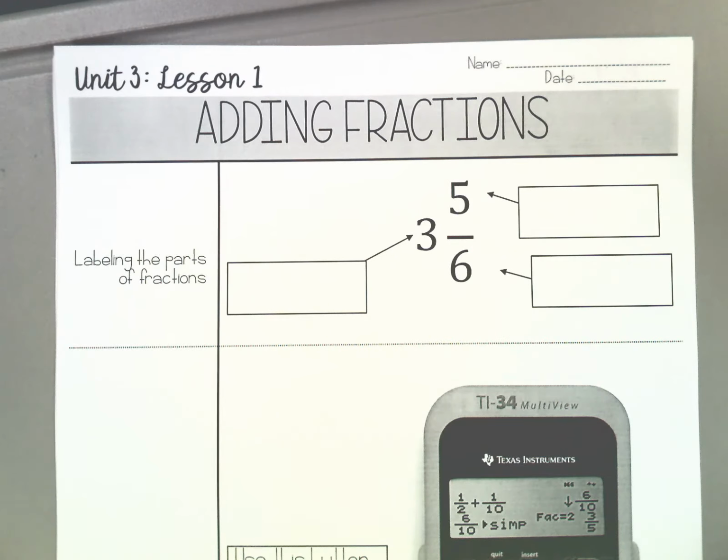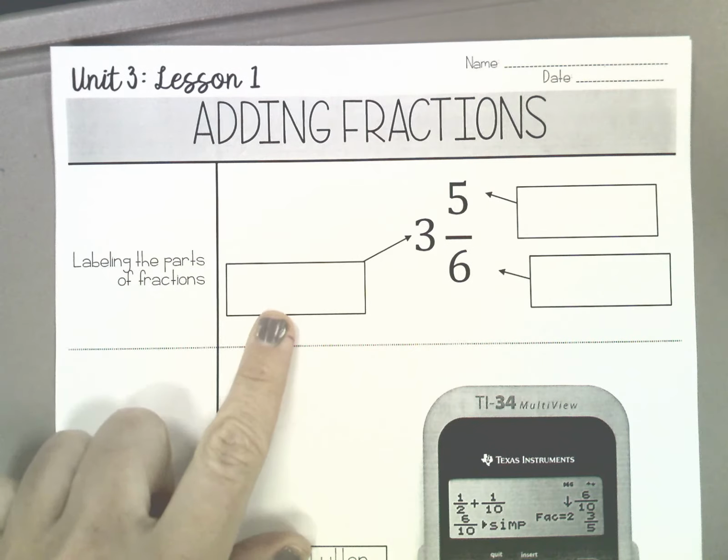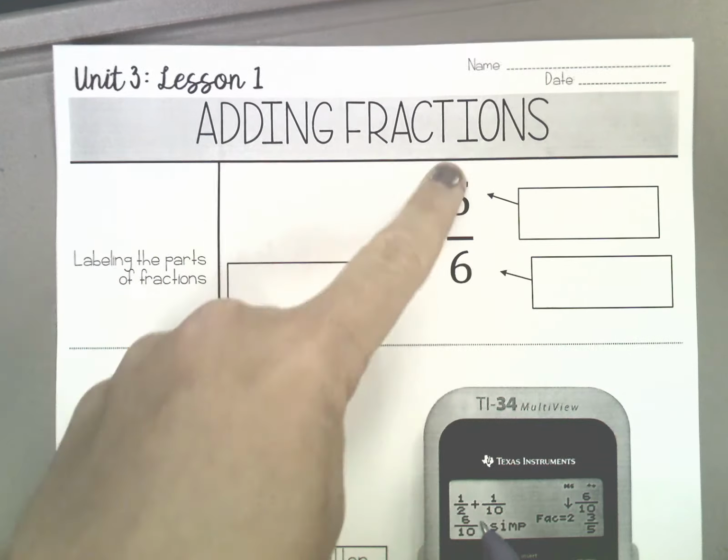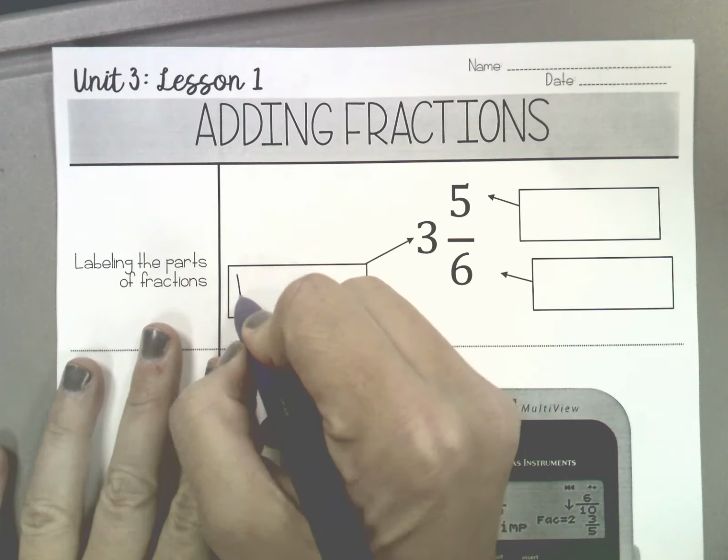Okay, today we're going to be working on adding fractions that are both positive and negative, but in order to do that we have to understand, one, the different parts of a fraction, and two, how to input that in our calculator. So when you have a big number in front of a fraction, this is called a whole number.